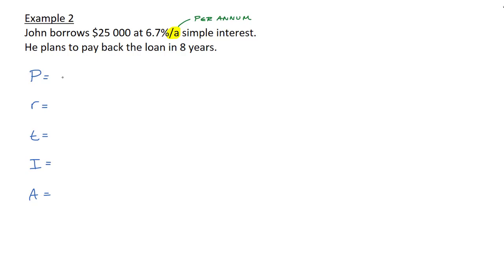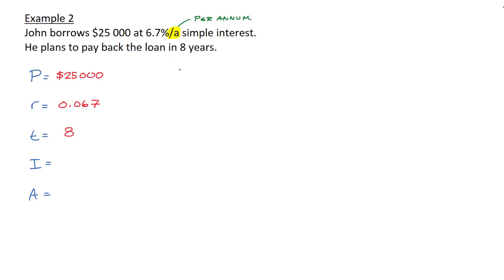So John borrows $25,000. So that's the principal. The principal is the $25,000. All right. The interest rate is 6.7% per year. So we're going to make that into a decimal by taking 6.7% divided by 100. It's going to be 0.067. The time is 8 years. All right, so there's our main things.